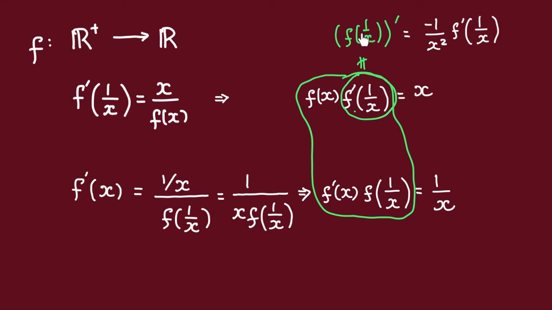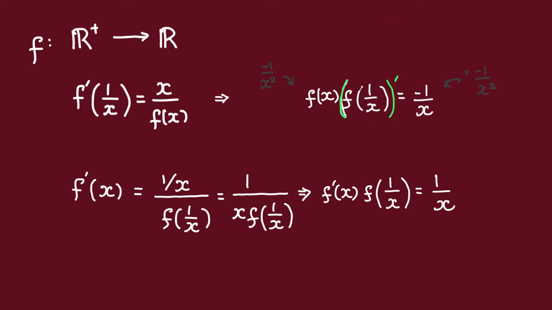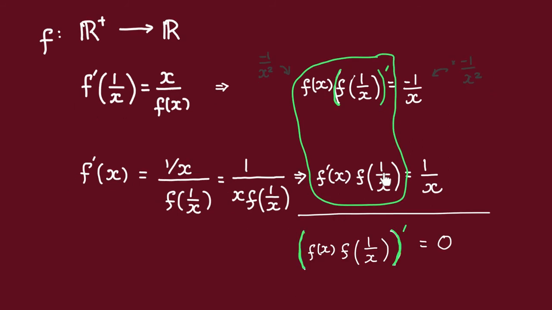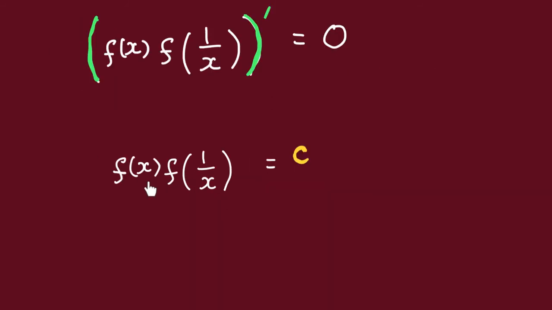By chain rule, this derivative should be f prime of 1 over x, but then also need to multiply with this minus 1 over x squared. Thus, if you multiply both sides here with minus 1 over x squared, we get an expression that is now ready to be used with this one below. If we add these together and use product rule, we have that the derivative of this product must be 0. So this product must be a constant, so let's call that c.